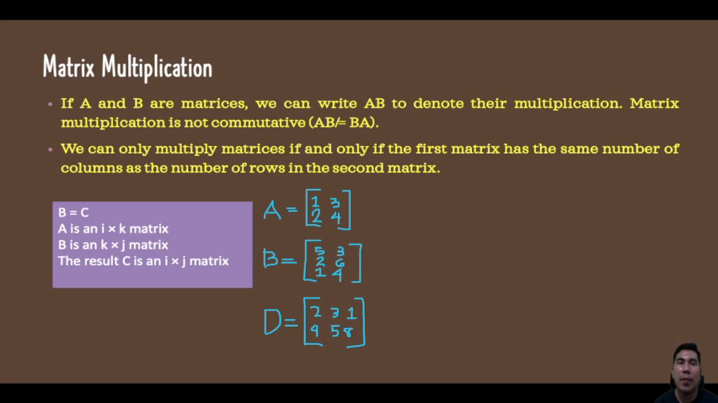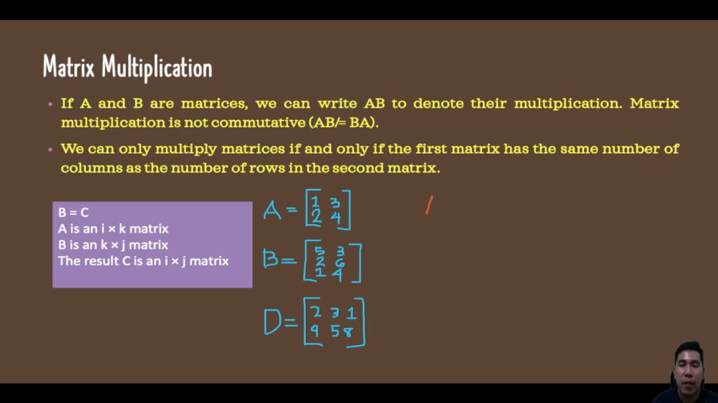It means that the first matrix should have the same number of columns as the number of rows in the second matrix. Now, for instance, let's say we have matrices A, B, and D with these elements. Matrix A is a 2 by 2, so it's a square matrix. Matrix B is a 3 by 2 matrix, and matrix D is a 2 by 3 matrix.